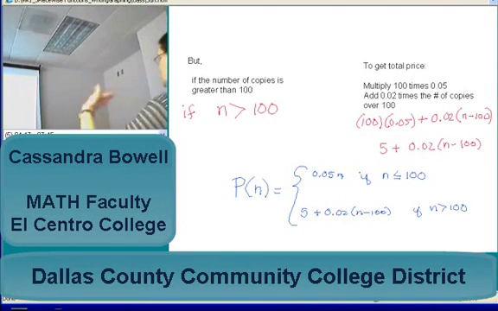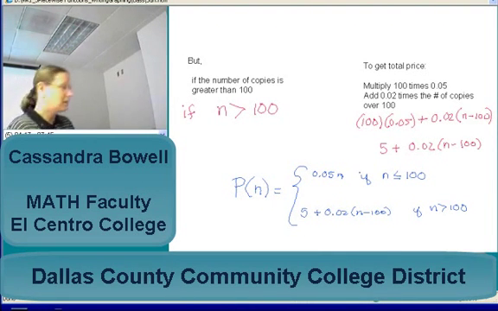So that's what you will see. In other words, this is kind of the format for that piecewise function. That's how you see them. When you see them in the books, they look like that.